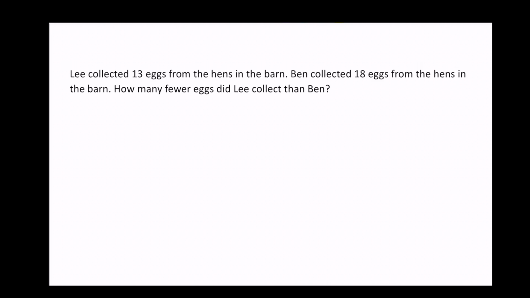Lee collected 13 eggs from the hens in the barn. Ben collected 18 eggs from the hens in the barn. How many fewer eggs did Lee collect than Ben?